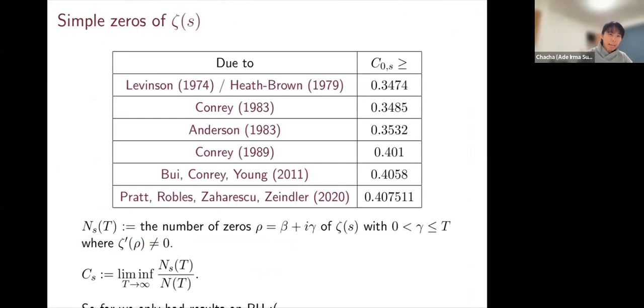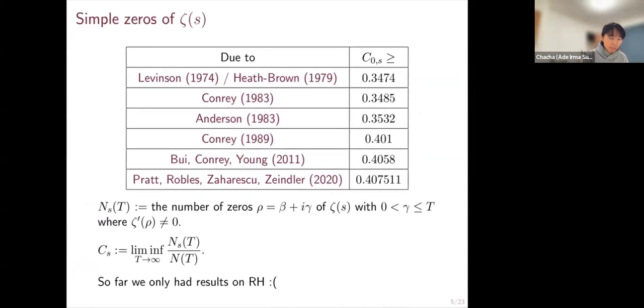So if we recap what we had just now, if we combine the proportion of zeros which are on the half line and also simple, we had all these numbers, and you see that we haven't gone far beyond what Levinson did in the first place. But okay, so now if we give up on this proportion of zeros being critical, let's just look at simple zeros. Now I define one more notation, that is NS. So now I only count zeros which are simple. And then I denote this asymptotic proportion by CS.